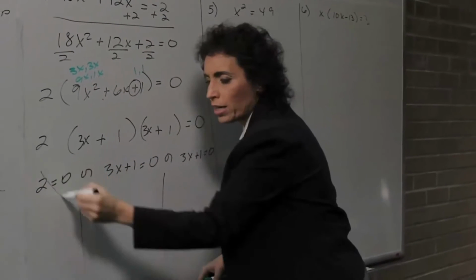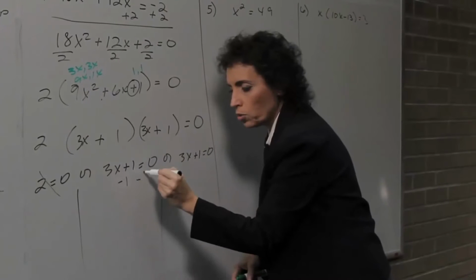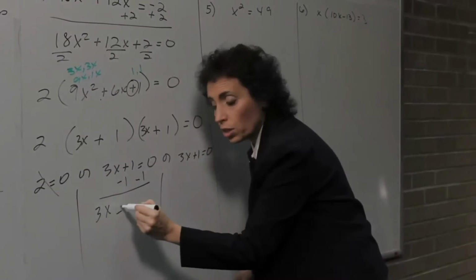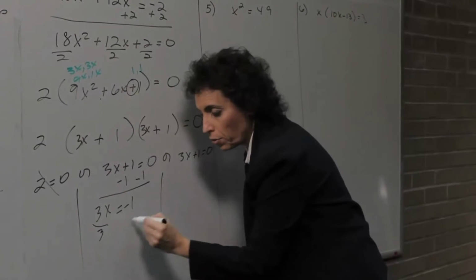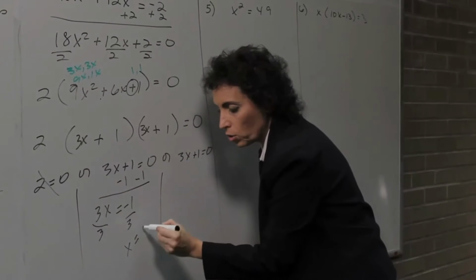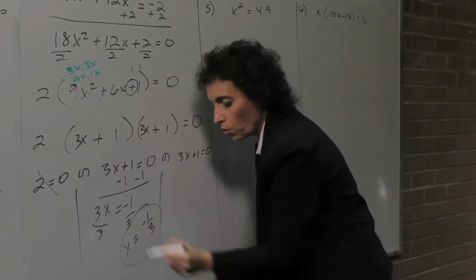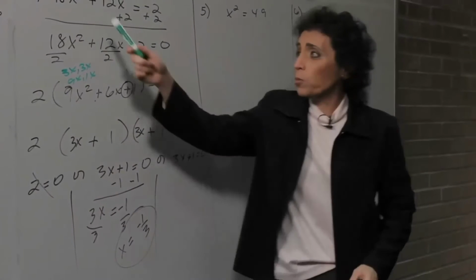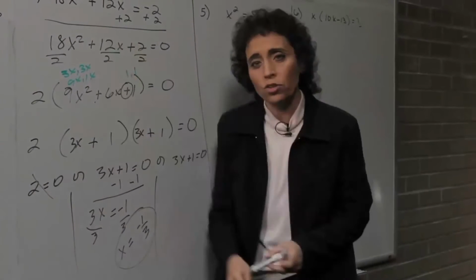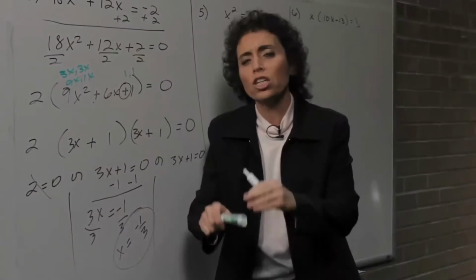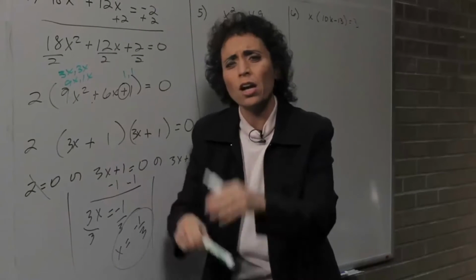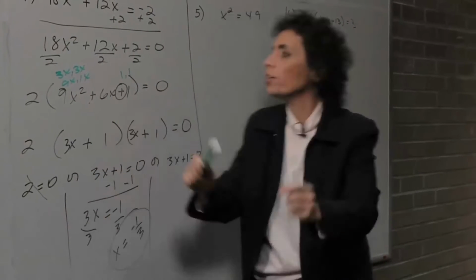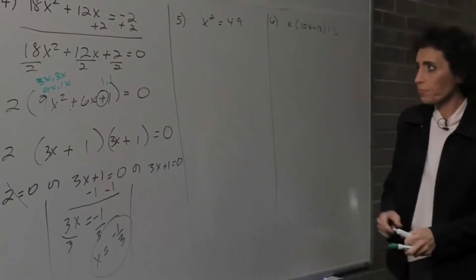2 equals 0, garbage. Subtract 1, subtract 1. 3x equals negative 1. Divide by 3, divide by 3. X equals negative 1/3. Okay, so my only answer is negative 1/3, but I know we're supposed to have 2. We do. It occurs twice, or it's of multiplicity 2. You will sound so smart if you say that. Of multiplicity 2. Okay, there we go.